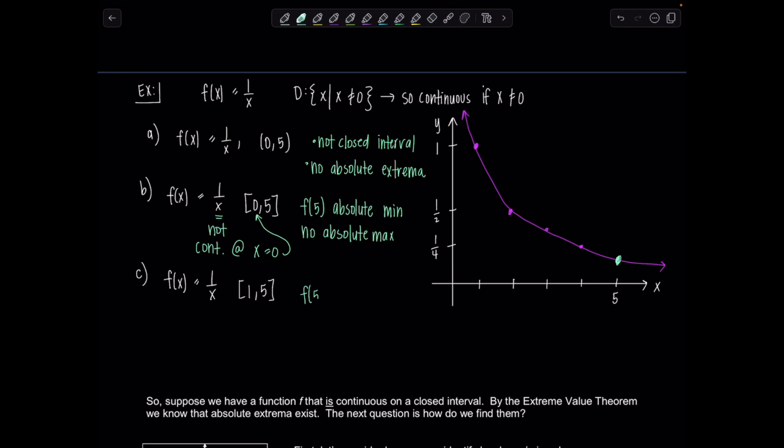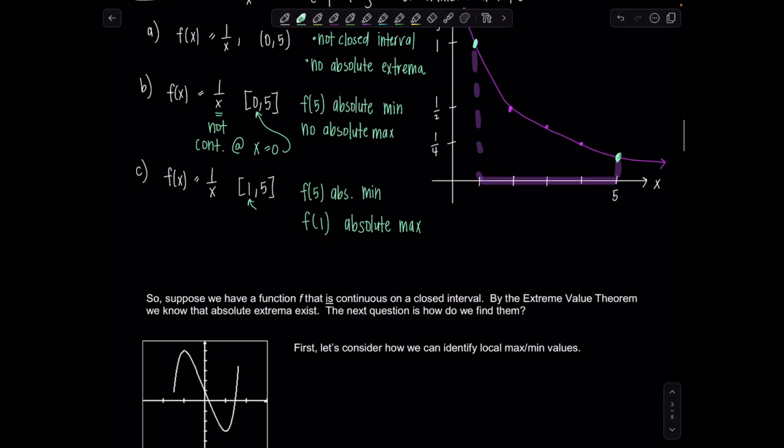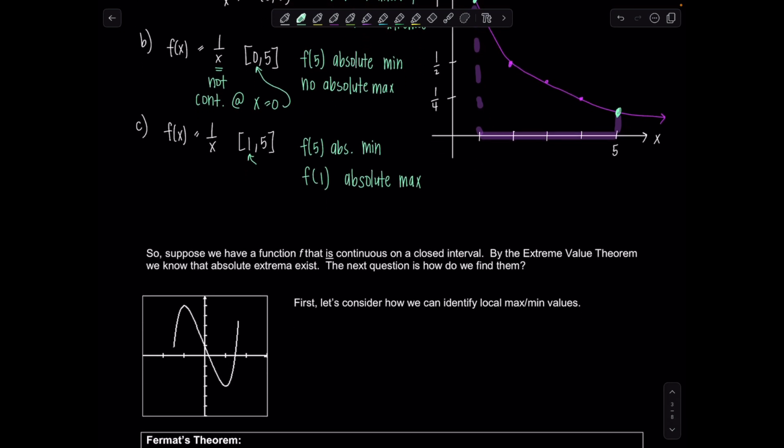So f of 5 is still my absolute min. Do I have an absolute max? Yes, f of 1. Because we're only looking at this portion of the graph between 1 and 5, inclusive. So I could say, oh yeah, f of 1 is my absolute max. Extreme value theorem guarantees we get both an absolute max and an absolute min, but we have to meet both conditions. The function has to be continuous on the interval and it has to be a closed interval, okay? Woo! So now we know, all right, if we have a function, it's continuous on this closed interval, we've got our absolute max and our absolute min.